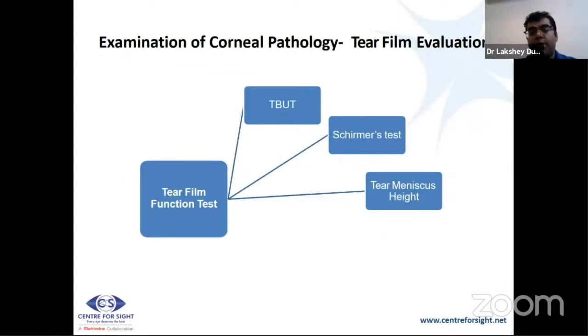Examination of cornea. Another important aspect is you should examine the tear film function. The most common clinical examination tools are tear meniscus height, Schirmer's test, and tear breakup time.